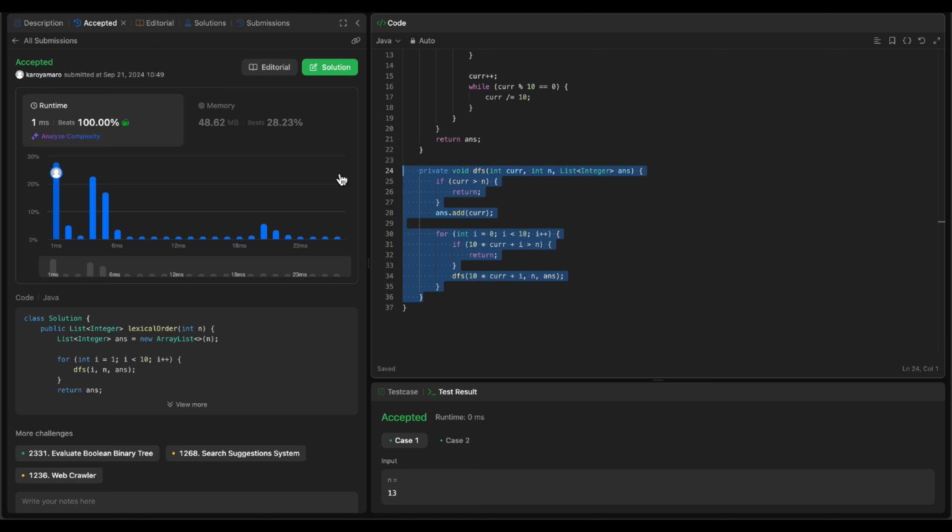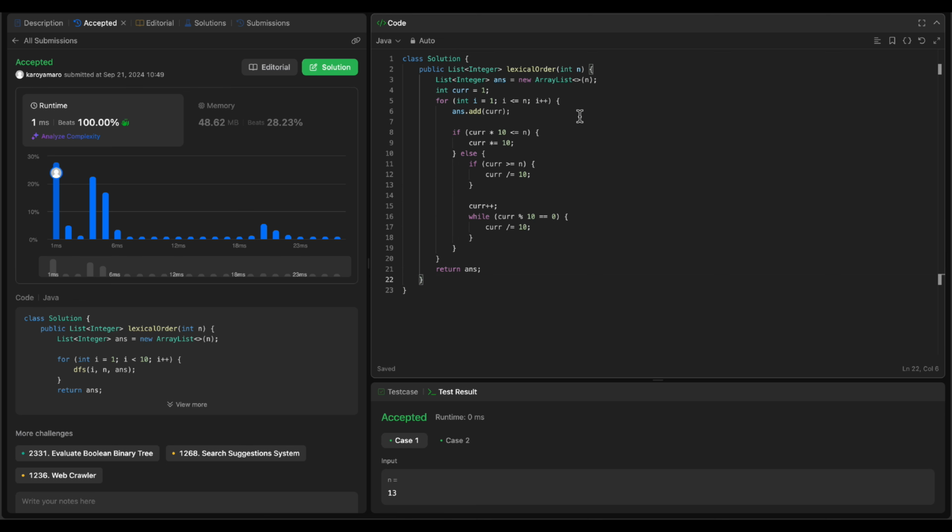So hopefully that's it. Now let's try to run this code. Let's submit this code. Cool. In terms of time complexity, it is still O of n because we are just running through this loop and processing each number only once. And in terms of space complexity, it will be O of n because we are returning this answer list.